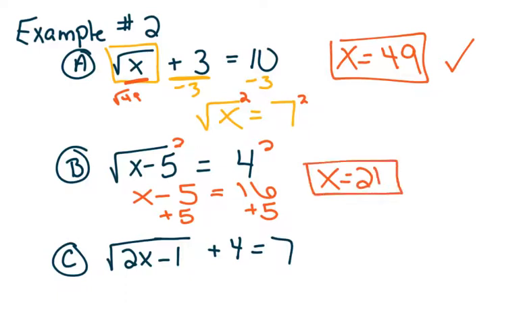Again, if I want to double check myself, 21 minus 5. All right, well, 21 minus 5 is 16. The square root of 16 is 4. So yes, it checks.